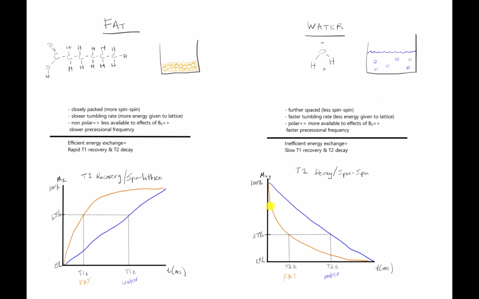Over here you have your T2 decay curve, where on the y-axis you have transverse magnetization, and on the x-axis, once again, you have time in milliseconds. A tissue is considered fully decayed when it only has 37% of transverse magnetization left, and you can see that fat, being a very tightly packed molecule, will have more spin-spin interactions. It will dephase a lot quicker than water, which is further spaced apart. So the T2 time for fat occurs sooner than water.